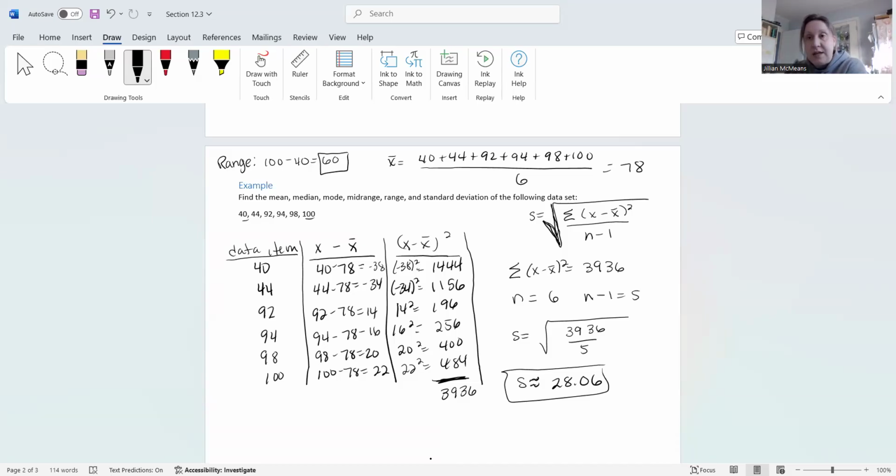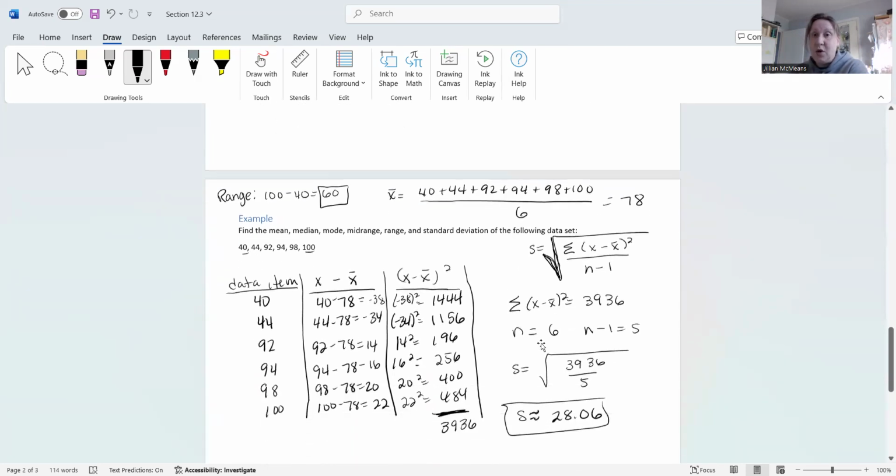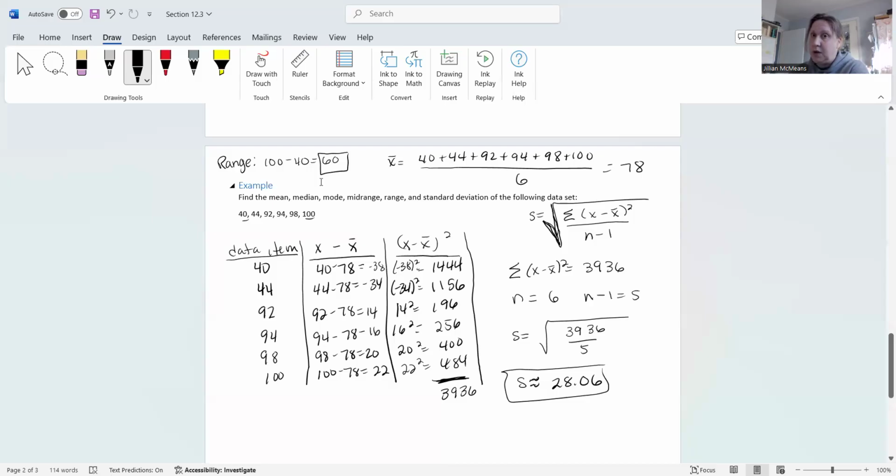The previous data set had a range of just 10 and a standard deviation of 3.74. This data set, even though it has the same mean, had a much bigger range, and it should have a much bigger standard deviation. This means on average, these data items differ from the mean by 28.06. That doesn't mean each individual data item differs from the mean by 28.06. It's just on average approximately how much they would all differ from the mean.